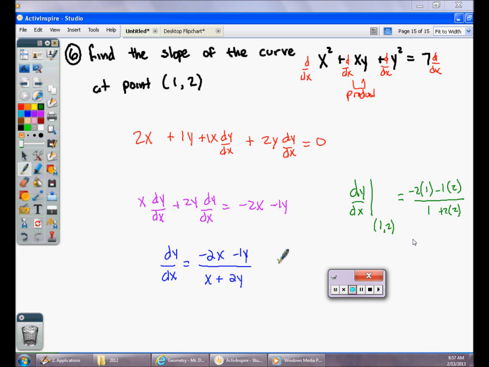4/5. And there you have some good examples on implicit differentiation.